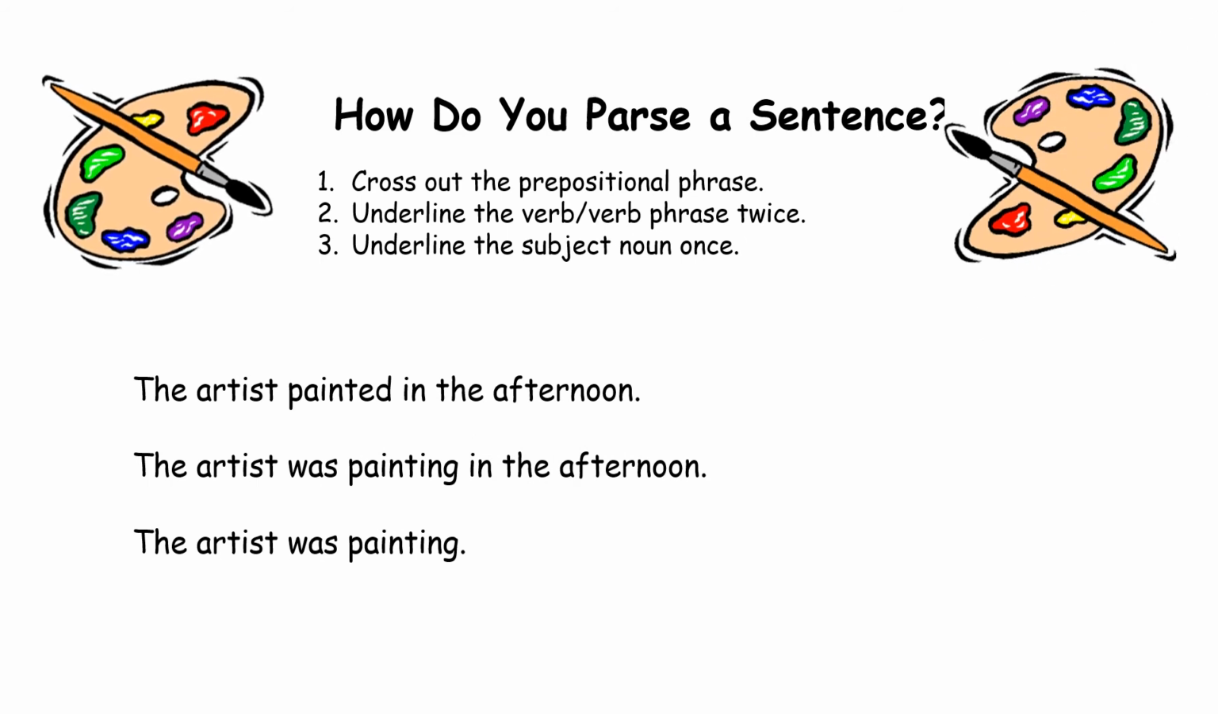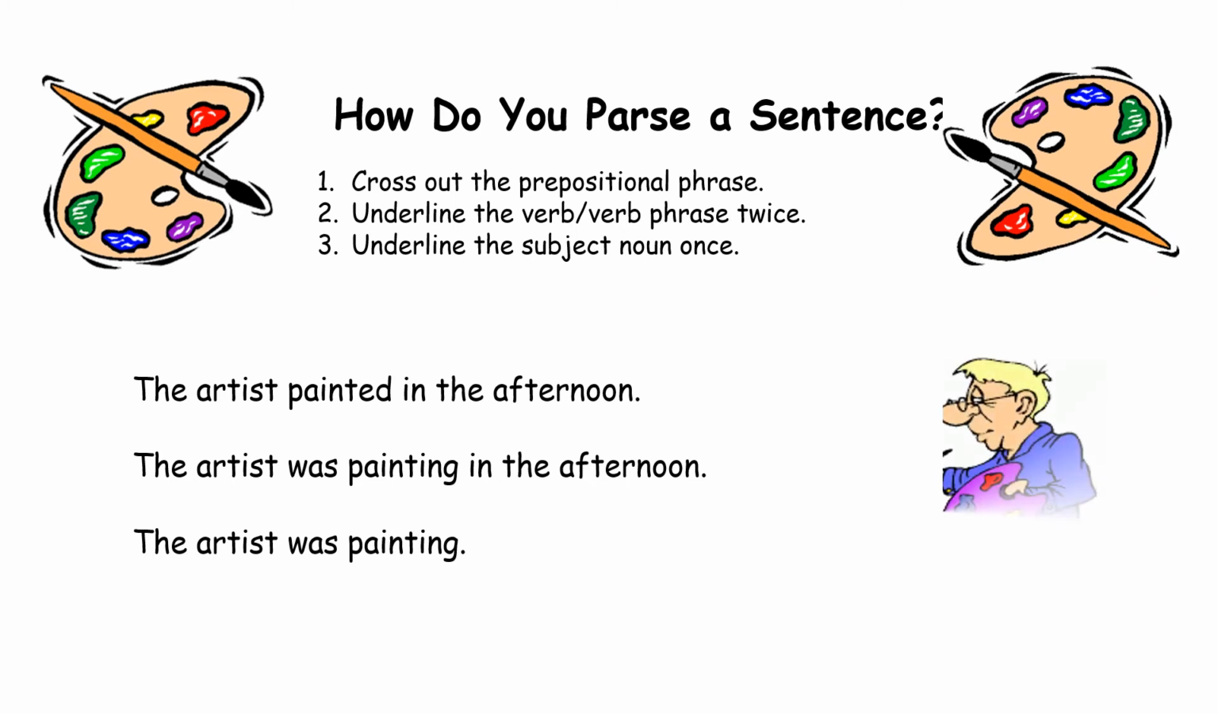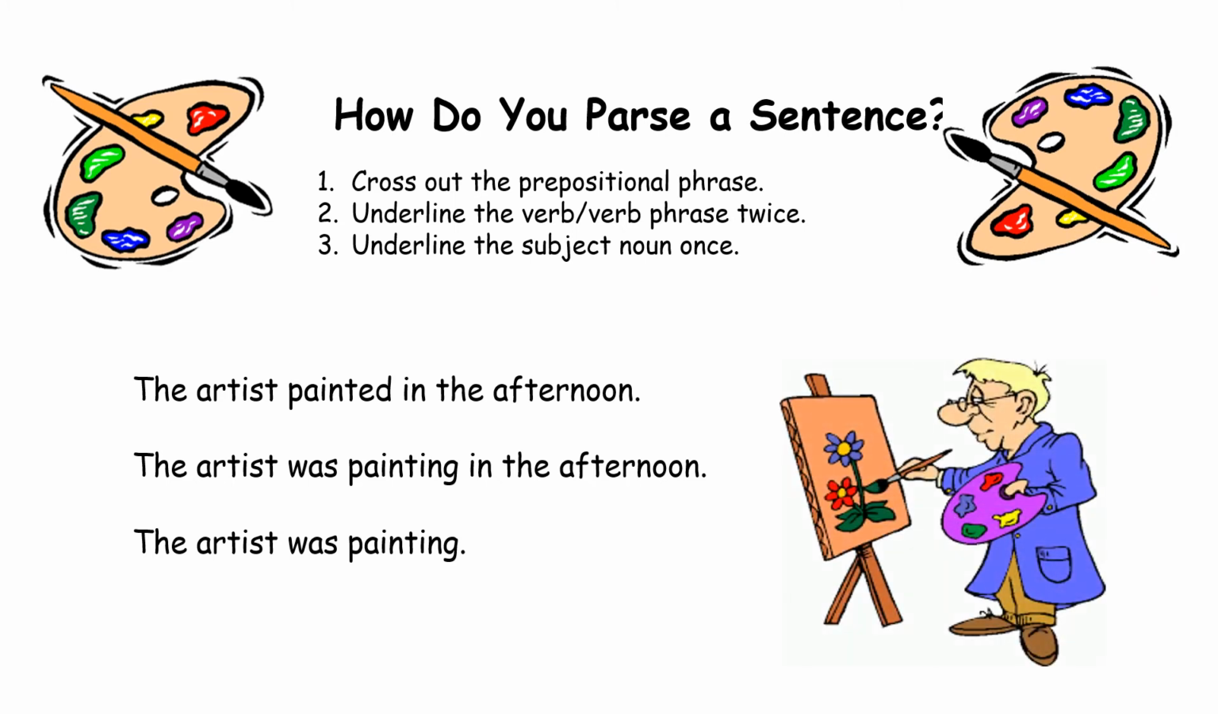So how do you parse a sentence? First thing you do is cross out the prepositional phrase. The second thing you do is underline the verb or verb phrase twice. The third thing that you do is underline the subject noun once. Let's take a look at the sentences below. The artist painted in the afternoon.